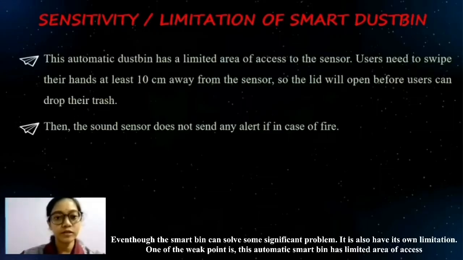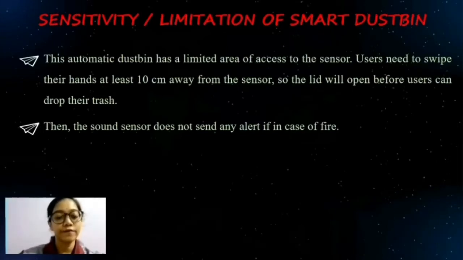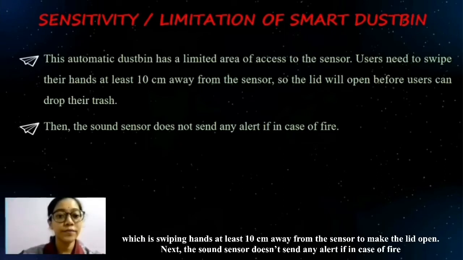Even though the smart bin can solve some significant problems, it also has its own limitations. One of the weak points is that this automatic smart bin has a limited area of access, which is swiping hands at least 10 cm away from the sensor to make the lid open. Next, the sound sensor doesn't send any alert in case of fire.